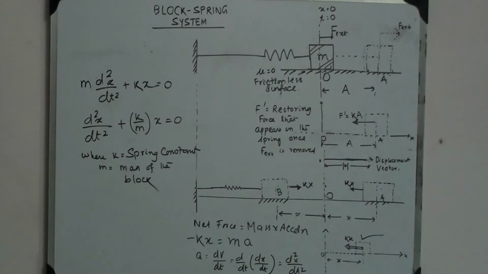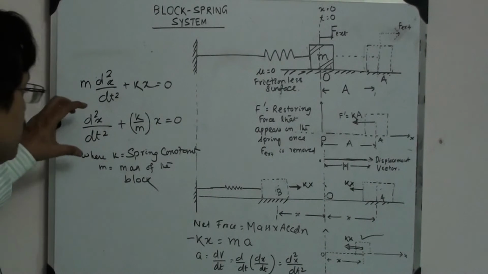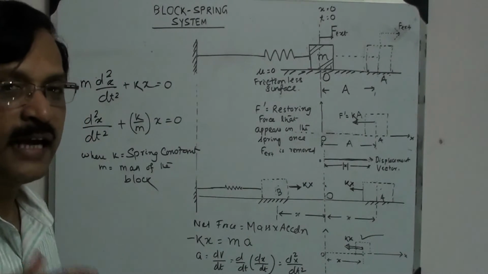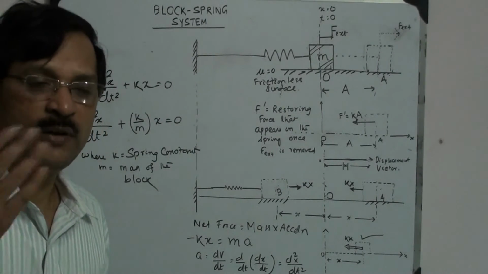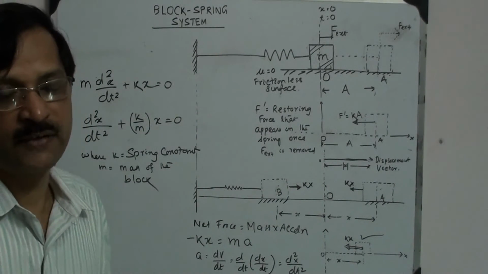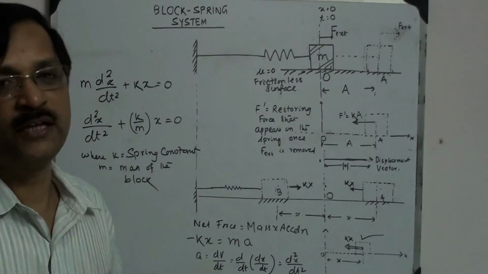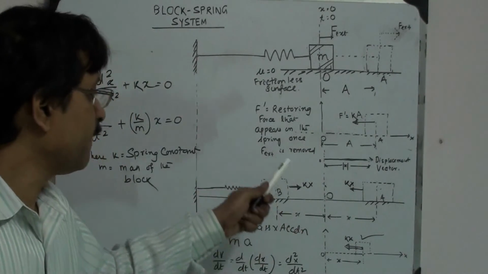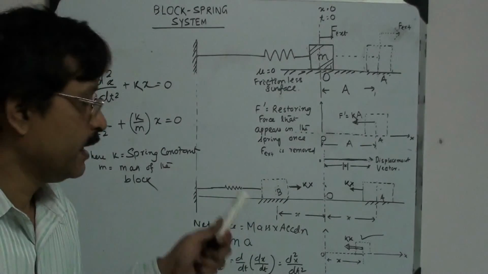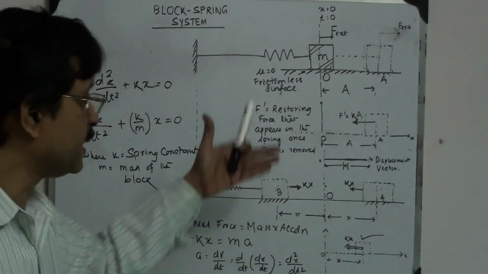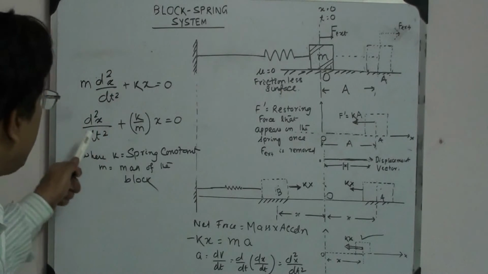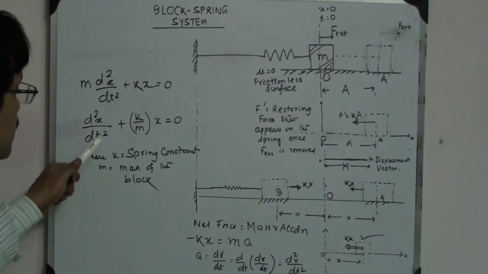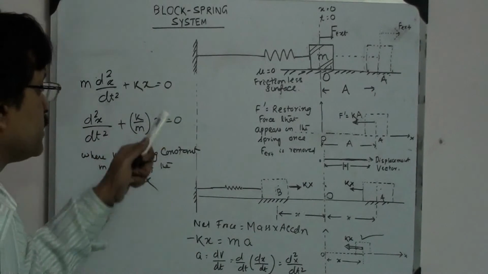Now, you see, this is a different problem than the translational motion. In a translational motion, the acceleration was constant. You were asked to find out displacement given certain variables, or you were asked to find out velocity given certain variables. But here, the acceleration is changing with respect to the displacement. The acceleration itself is increasing or decreasing depending on where the body is. And that is why we get this equation that the double derivative of x with respect to time plus k by m x is equal to 0.